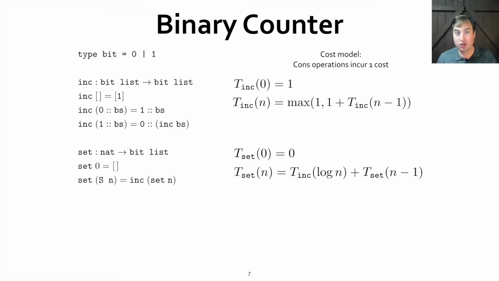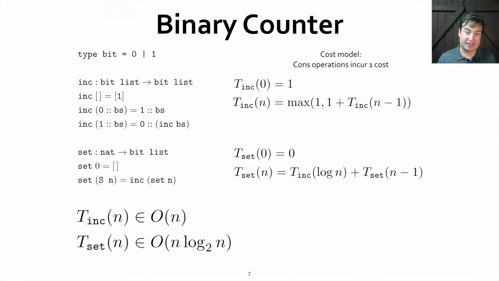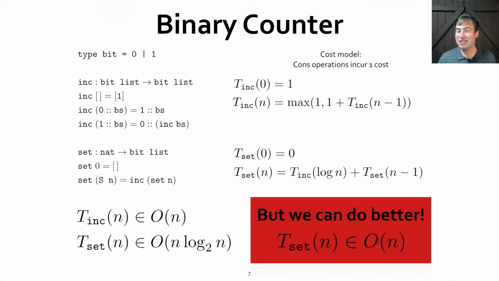By the way, for the rest of the talk, we'll fix the cost model that cons operations are the only costly operation, and they each incur one cost. So these two recurrences here solve to t-inc being linear and t-set being n log n. But this actually isn't a tight bound for set, it's actually linear. Intuitively, this is because the constant time case of the increment happens way more often while you're looping, but you have to take the max between the two non-empty branches when you extract the recurrence, which makes it look like increment traverses the whole list every single time. And unfortunately, this is exactly what the prior work in formal recurrence extraction would do to this example.